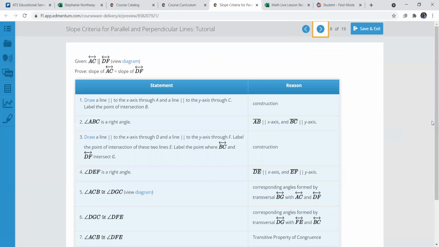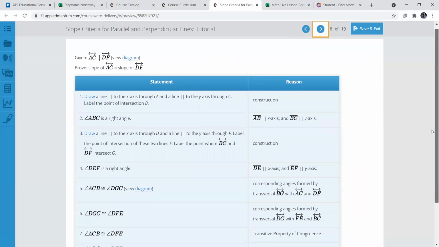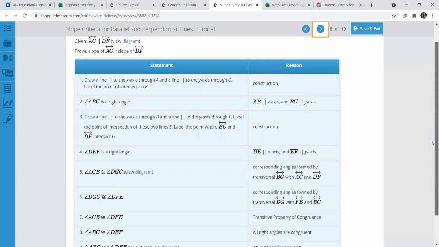All right, we have some definitions here. So here it just shows you the statement. We're going to draw a line, x-axis through A and a line, y-axis through C, and we're going to label the point B. So we're showing a line. Reason is construction. So draw a line like this, label one point A, one point on the y-axis is C, and then the intersection point would be B, is how they're explaining to do it.